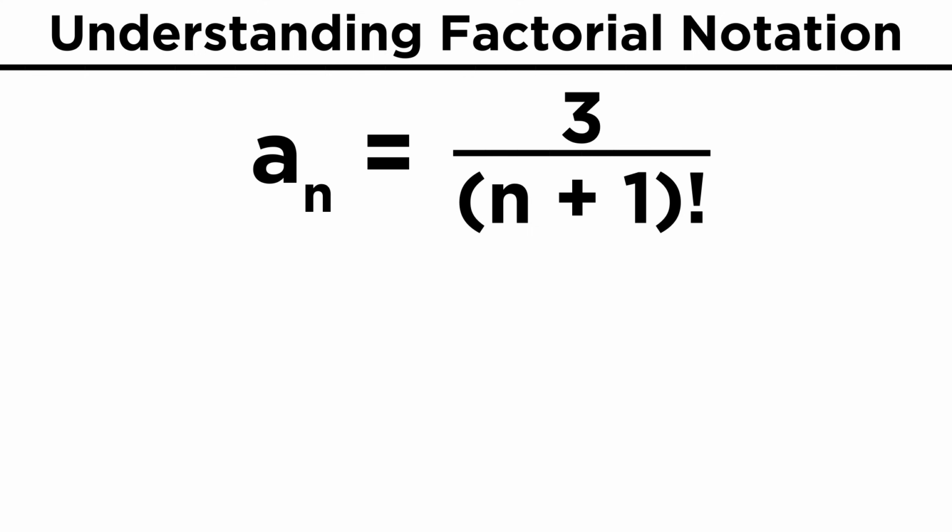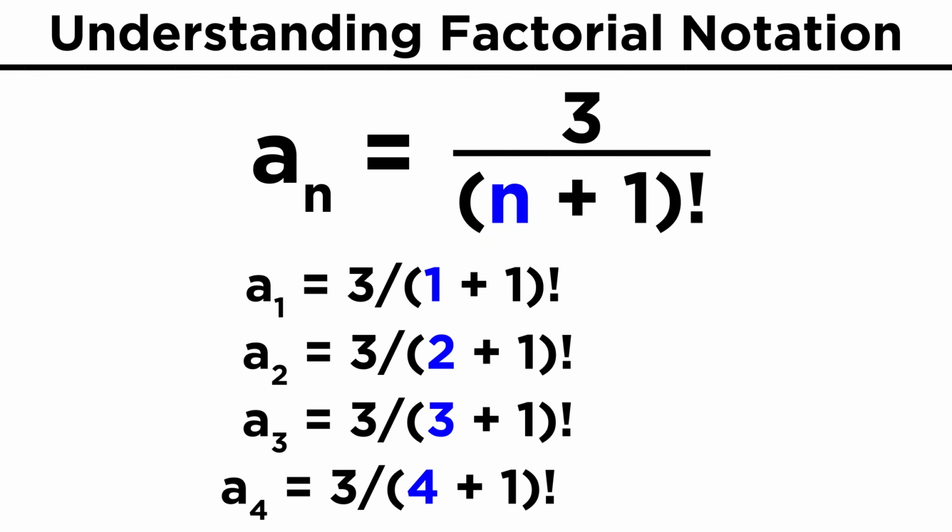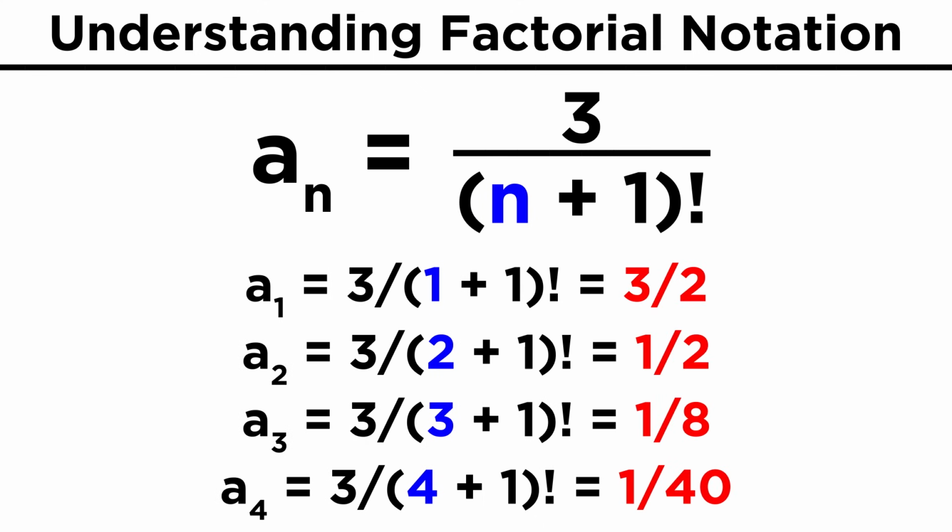Say we have 3 over n plus 1 factorial. Let's plug in 1 through 4 to get the first 4 terms in this sequence. And doing the arithmetic, these are the values we should get.